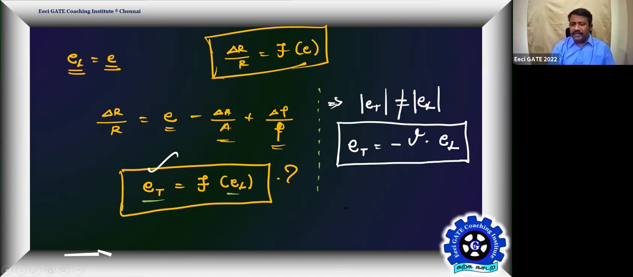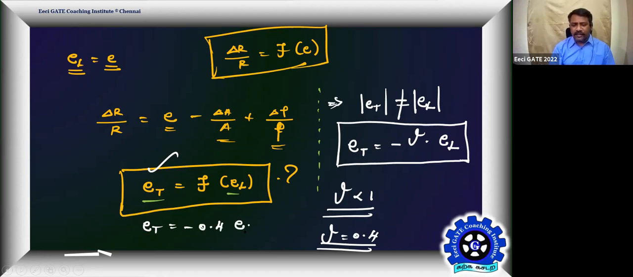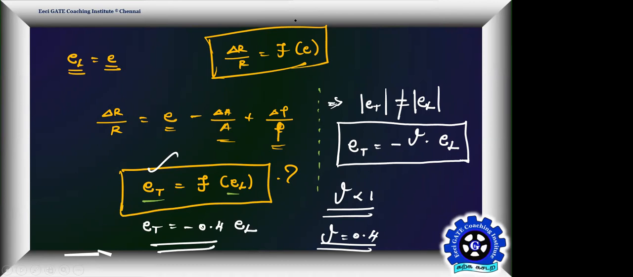So for any metal you take, mu is less than 1. Mu will be something like 0.4, so the Poisson's ratio is something around 0.4 or 0.6. What will happen? Your transverse strain, if mu is 0.4, is going to be only 40% of the longitudinal strain. Are you getting it? Yes or no? All of you getting it? Yes, sir. That's an important point to consider.